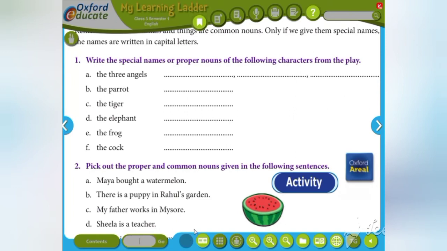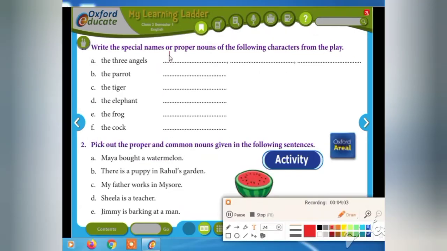Okay, we shall see. So the 3 angels' names. What are the names of the angels? A-R-I-E-L, Ariel, and the next one is Duma, and the next one is Sophia, right? Okay. So this is the way you have to write the remaining names. And the next, what is the name of the parrot we studied?